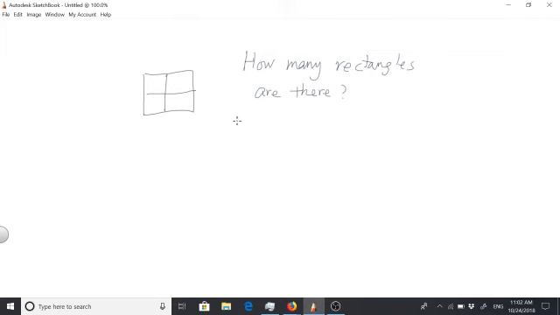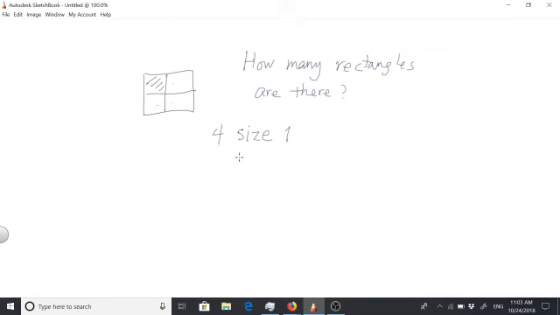Well, as with any counting problem, we should count in some organized way. So let's count according to the size of the rectangle. We have some small rectangles, and how many are there? Let's call them size 1 rectangles, like these ones. This guy is size 1. So how many are there? There's 1, 2, 3, 4. We have 4 of size 1.